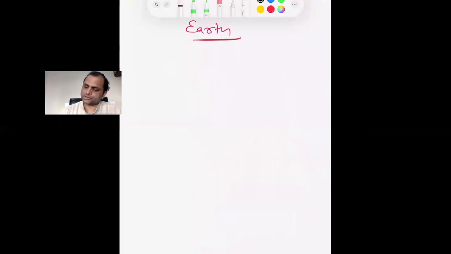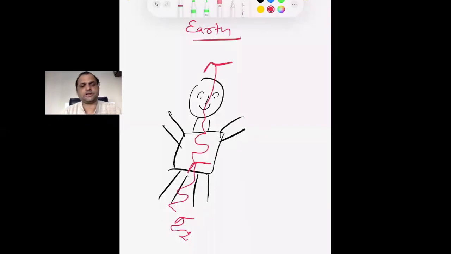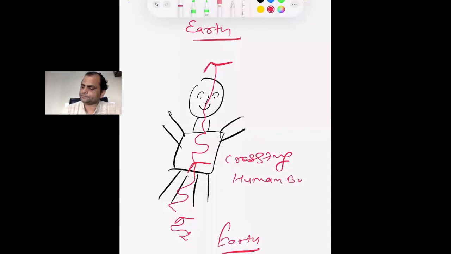The energy number two can be told: who is coming from the earth, entering the human body, and going and merging in the sky. So the second energy starts from the earth, crosses the human body, and finally merges in the sky, merging in the heaven. So that is the second type of energy.